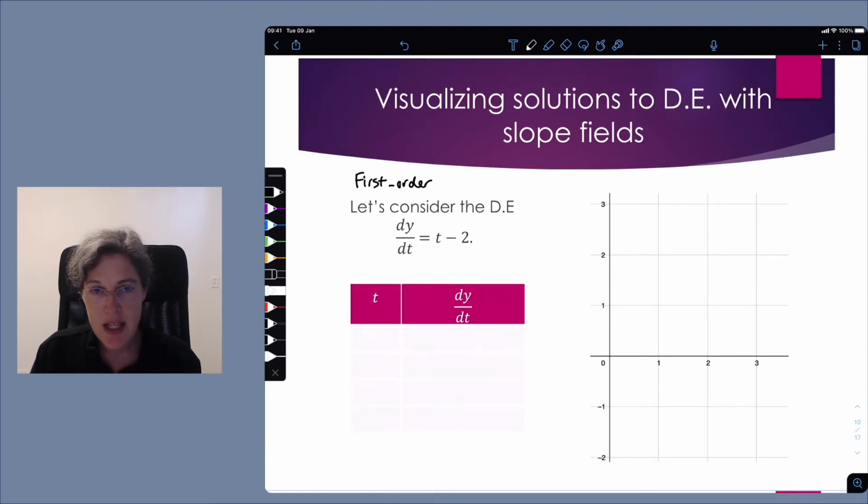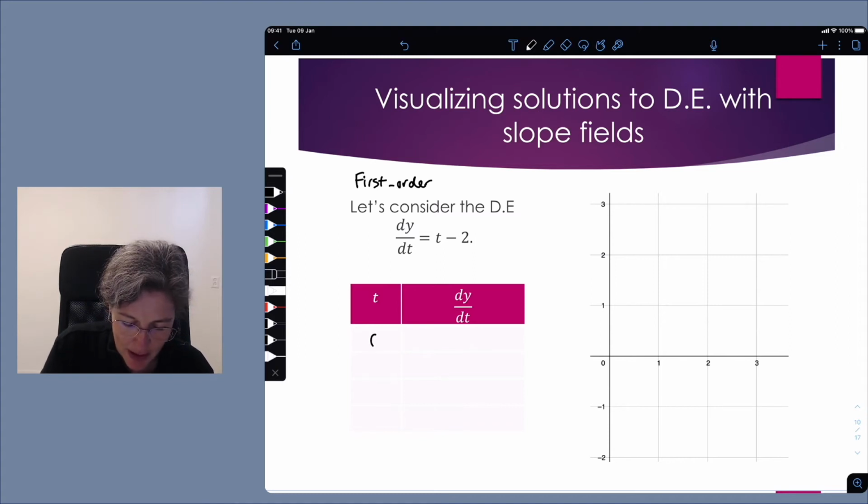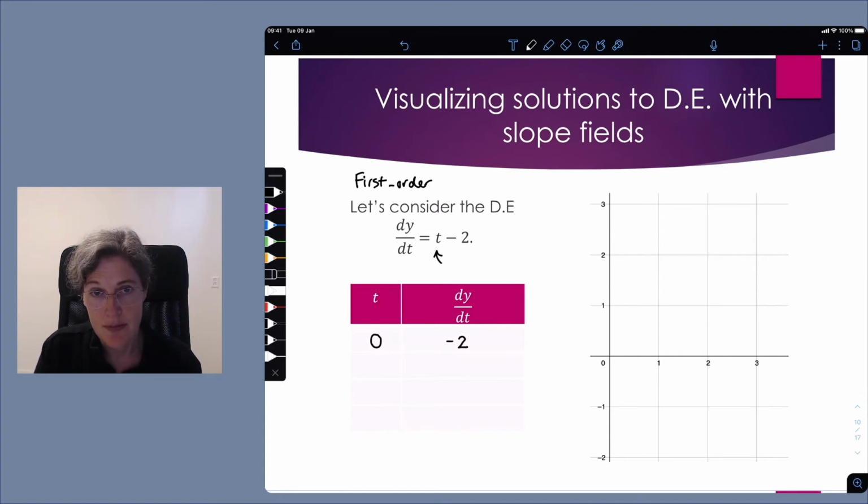Well, we're going to see what the derivative at various different values of t tells us about the function itself. So we're going to start by looking at when t is equal to 0. So when t is equal to 0, what's my slope? Well, I plug t is equal to 0 into my differential equation, and that will tell me that I have a slope of minus 2.